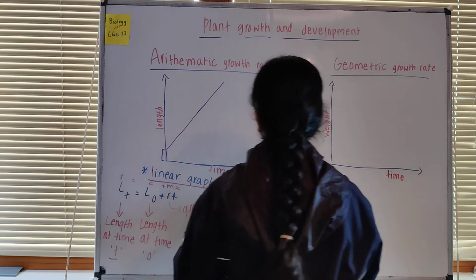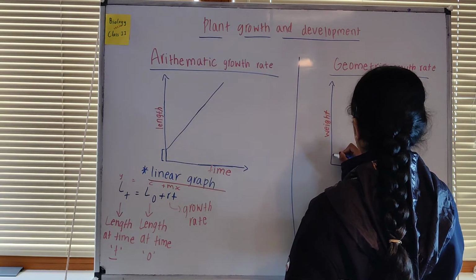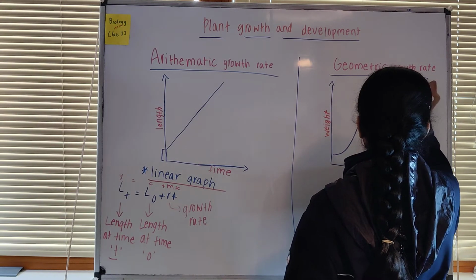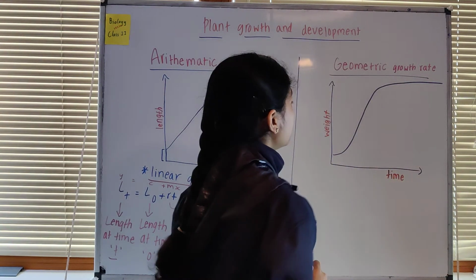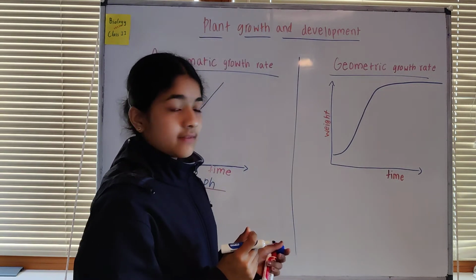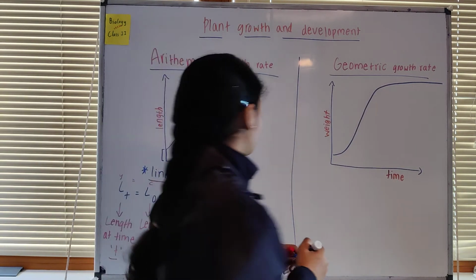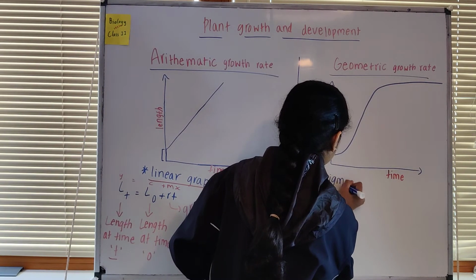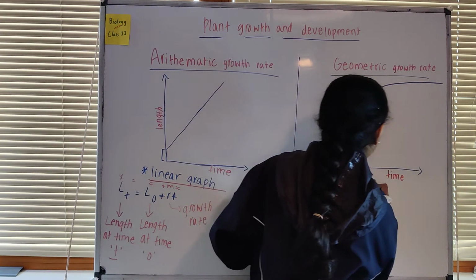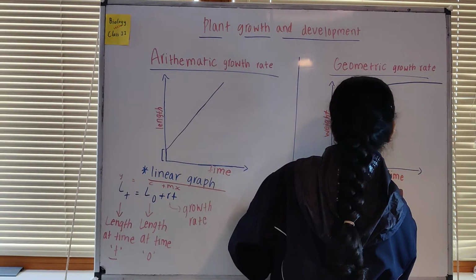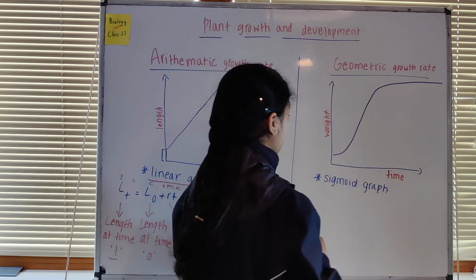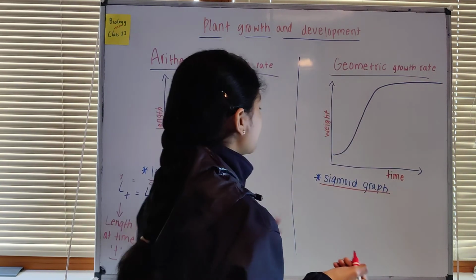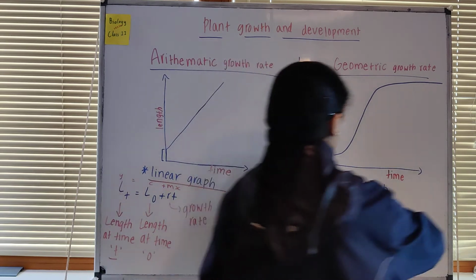Linear is in case of arithmetic growth rate. Here it somewhat looks like a curve in this manner. So it somewhat looks like an S shape. That's why it's known as sigmoidal growth curve. So sigmoid or sigmoidal growth curve or graph. So this is what we call sigmoid growth curve or S-shaped growth curve. So this is about the shape of the graph.